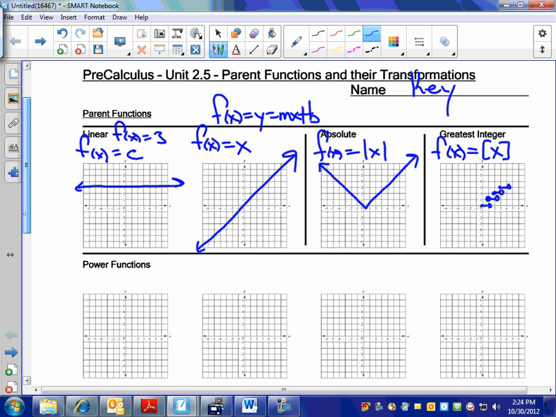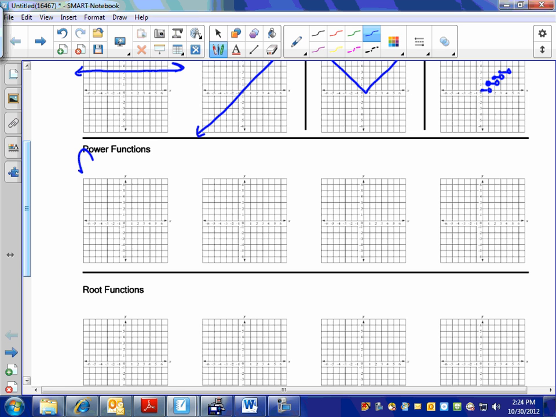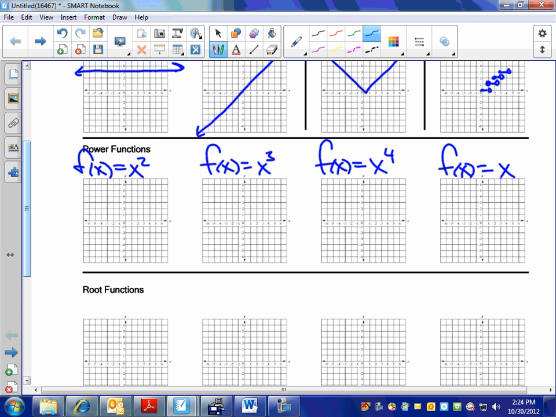So we go to power functions now. This is kind of interesting. We're going to do f of x is x squared. We're going to do f of x is x to the third. F of x is x to the fourth, and we'll do f of x is x to the fifth. And we're going to investigate those a little bit.